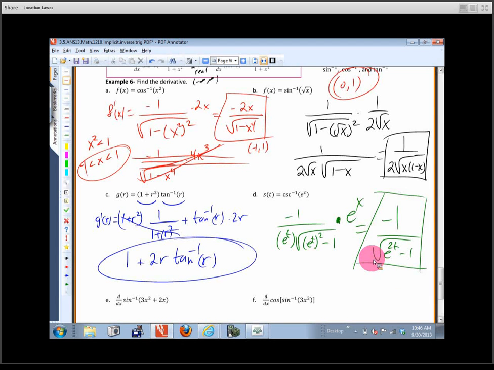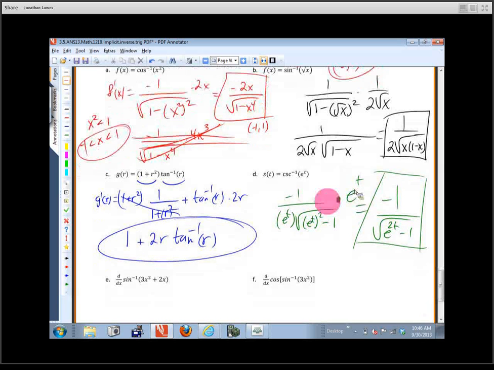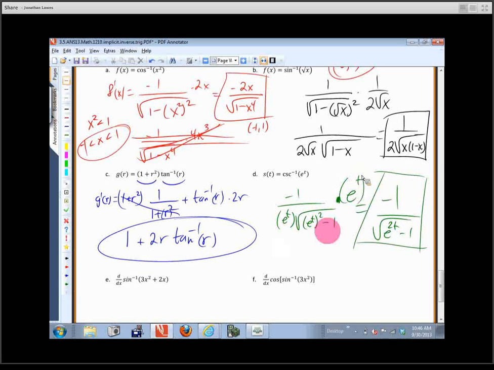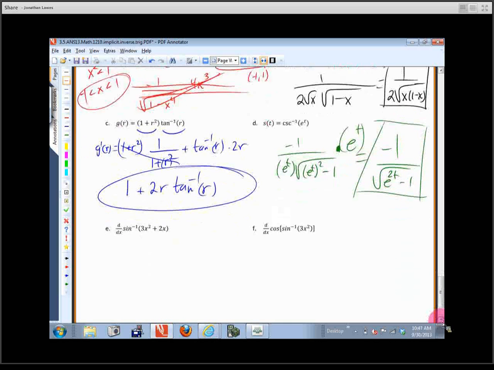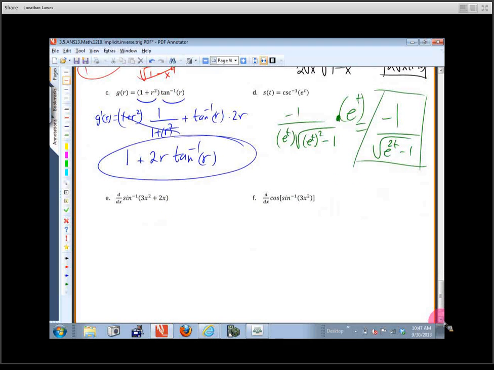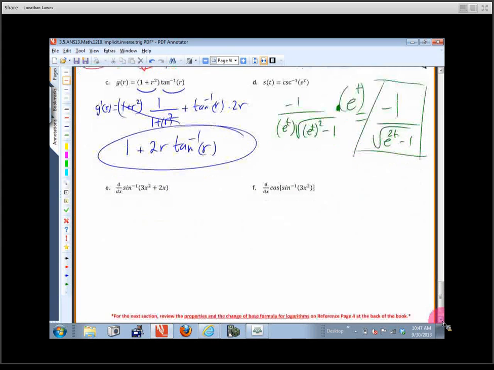You may want to think about domain restriction. That's going to be an e to the t. What's going to be negative? No, I canceled them. I canceled them. Okay. Any questions? Again, I'll leave it to you to think about what the domain restrictions could possibly be on that one.